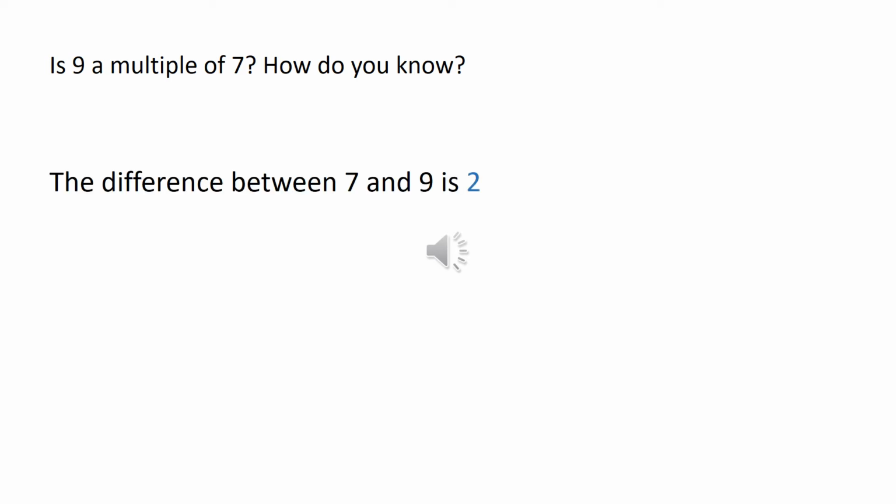So if we look at the 7 times table, 7 is the first multiple. We know that 14 is the second multiple. The actual difference between 7 and 9 is only 2, so 9 cannot be a multiple of 7.